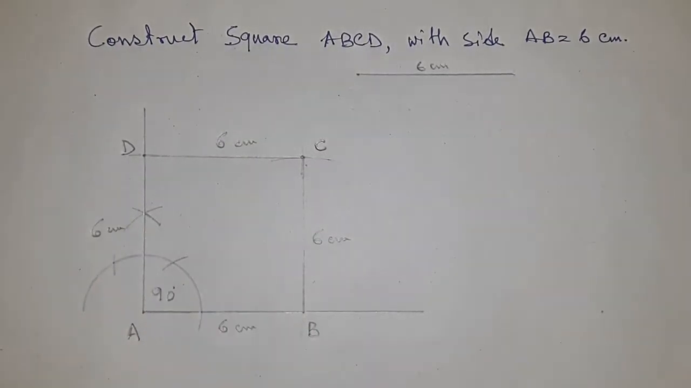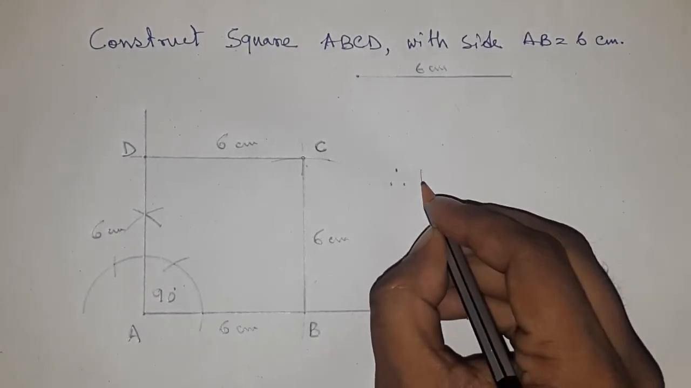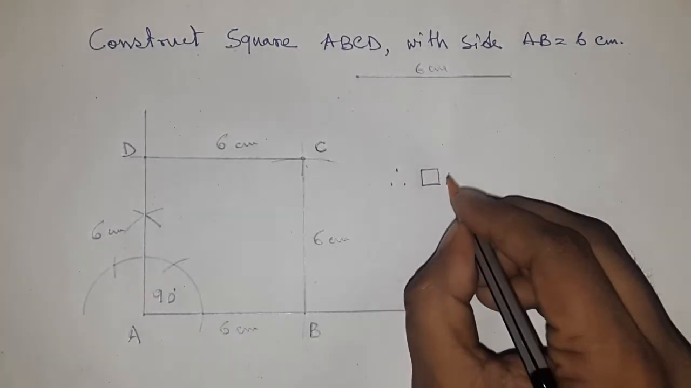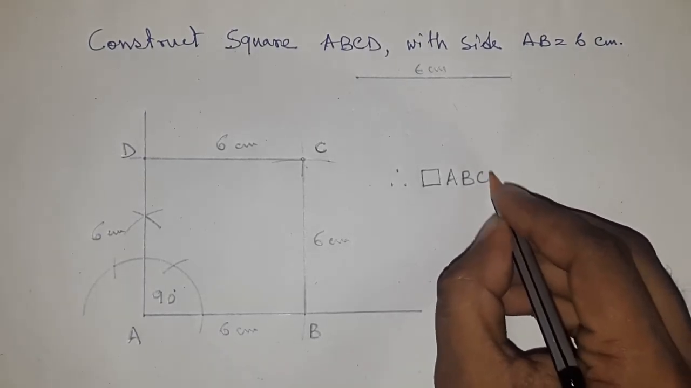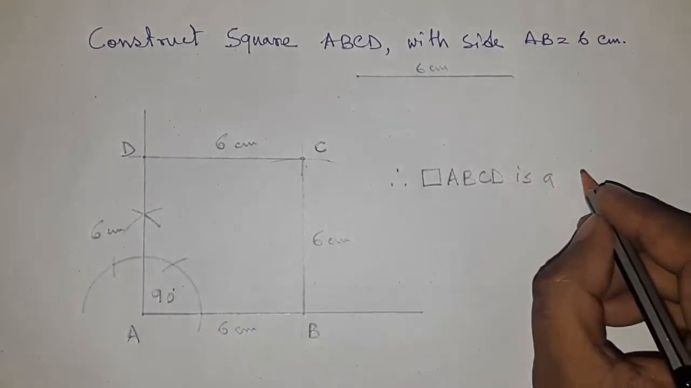6 cm, 6 cm, 6 cm, and 6 cm, and this is 90 degree angle. So therefore ABCD is a square.